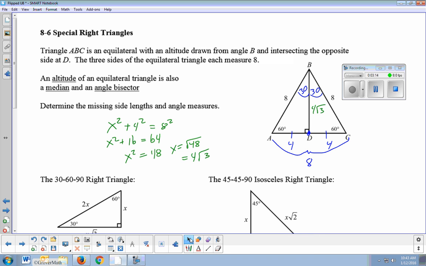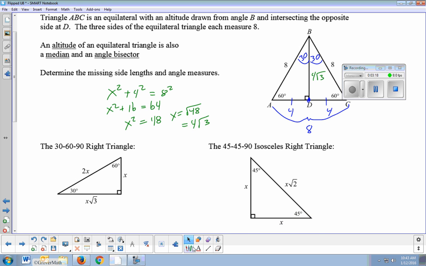All right, so what is this attempting to do? It's attempting to tell you about a 30, 60, 90 special right triangle. See, all right triangles have Pythagorean theorem. We know that. But some right triangles we consider special. The 30, 60, 90 right triangle, talking about the three angles, and also the 45, 45, 90, which is not just a right triangle, but an isosceles right triangle. That's special. These are your two special right triangles.